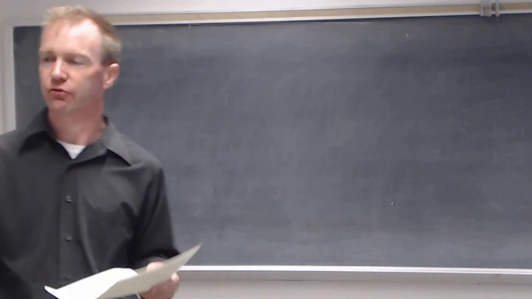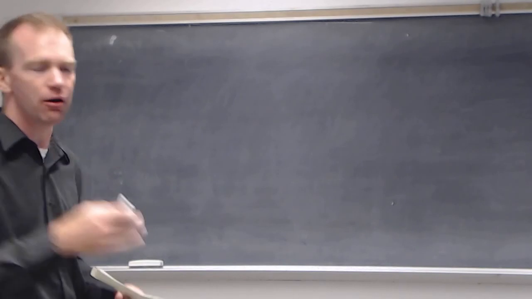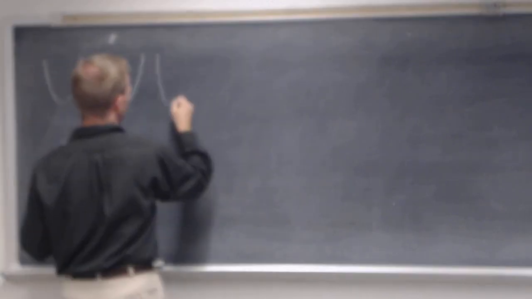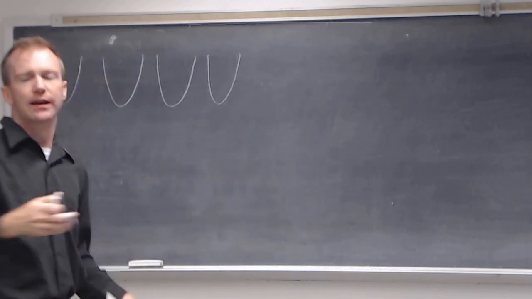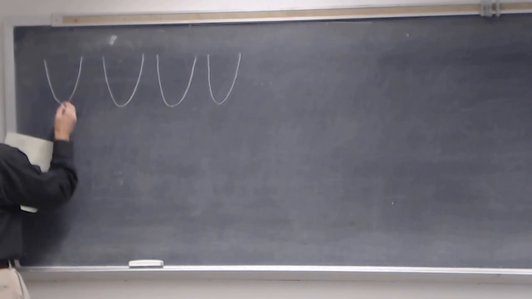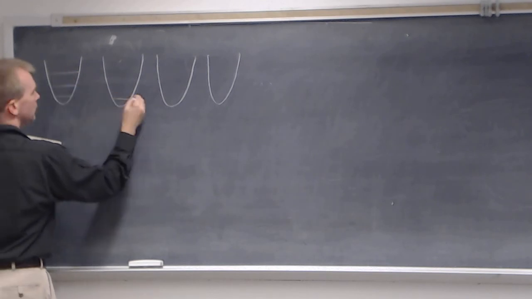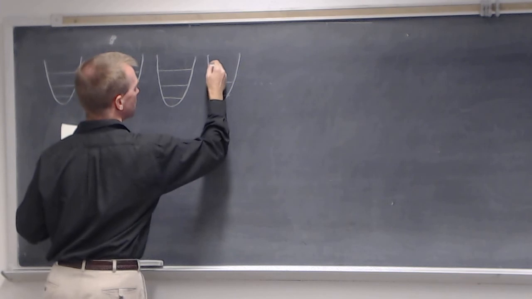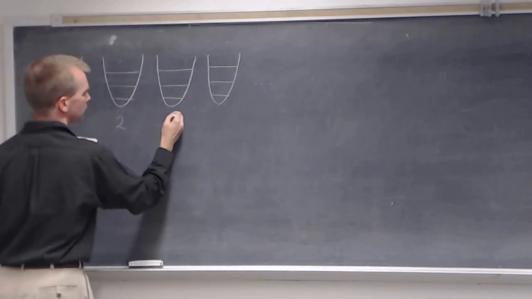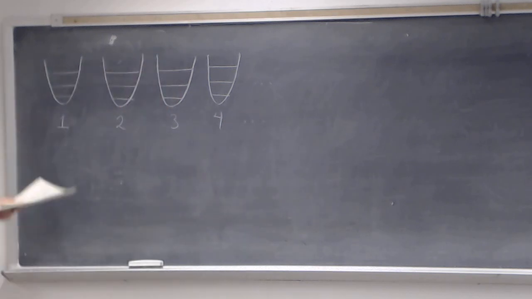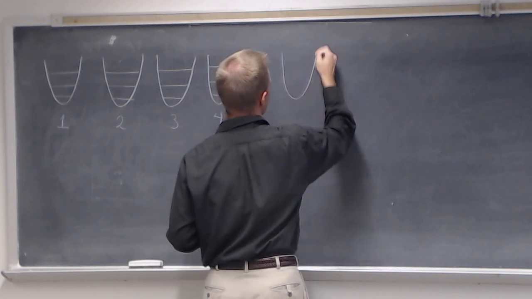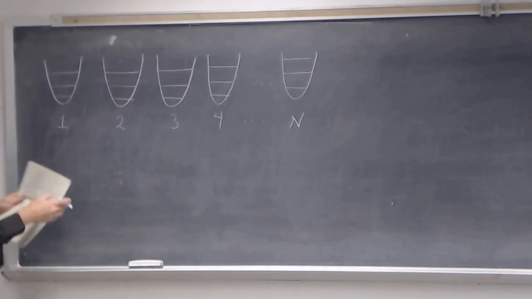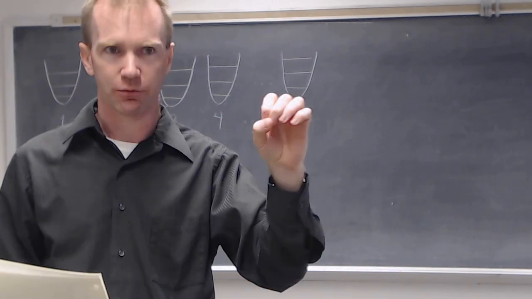Okay, we count oscillators, not atoms. So each oscillator is independent of the others. So if I have n oscillators, I'm writing out, drawing their potential energy diagrams, all the way up to number n. And I'll label these individual states they can be in by 0 hf, 1 hf, 2 hf, and so on.